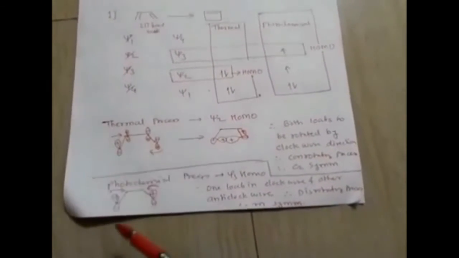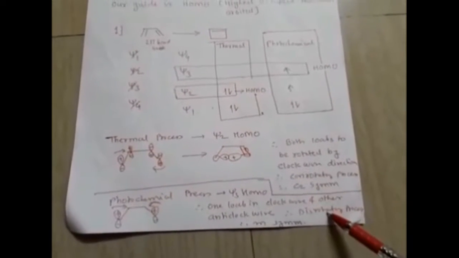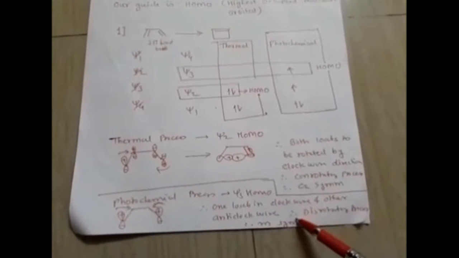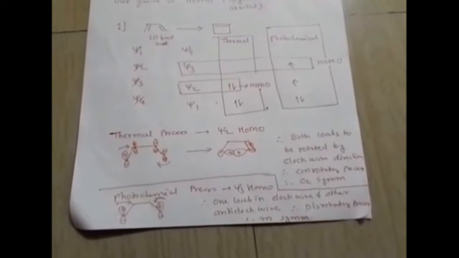And disrotatory process means nothing but mirror plane symmetry. You just place a mirror here: positive, negative, positive, negative. That means it is symmetric with respect to the mirror plane. So in this way, photochemical process, disrotatory process, mirror plane symmetry. Again, we reach the same conclusion as that of the correlation diagram method.